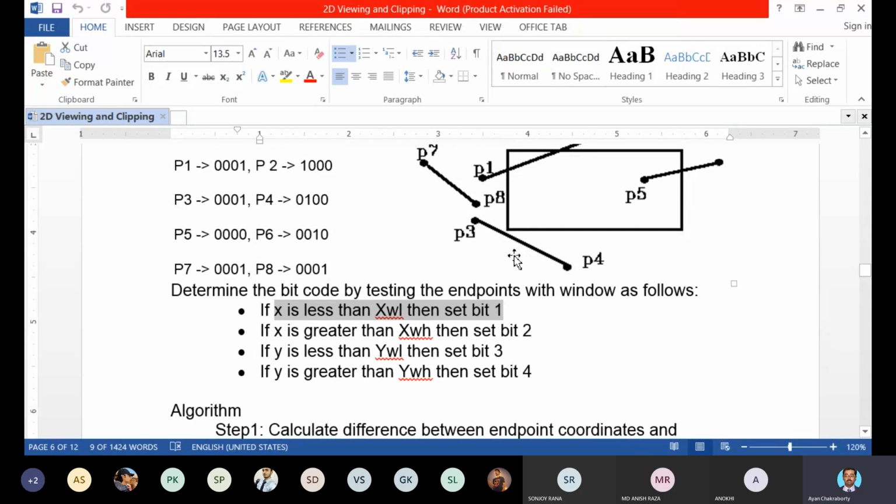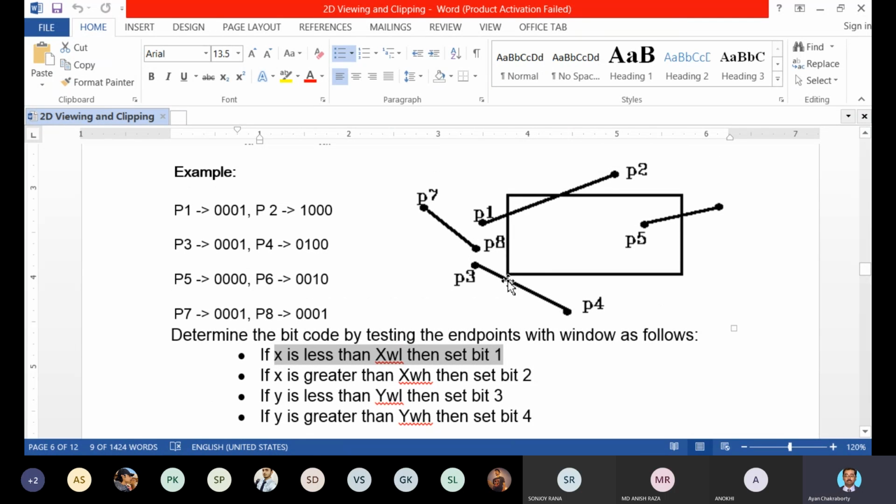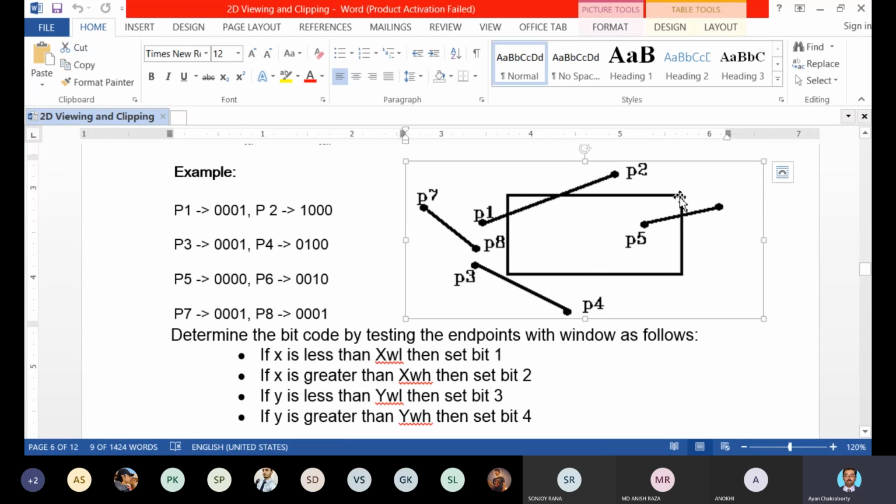Here XWL and YWL is the origin point of this clipping area or the viewing area, and XWH and YWH is the opposite corner point of this clipping area, the window or the viewing area. This is XWL, YWL, and this is XWH, YWH.